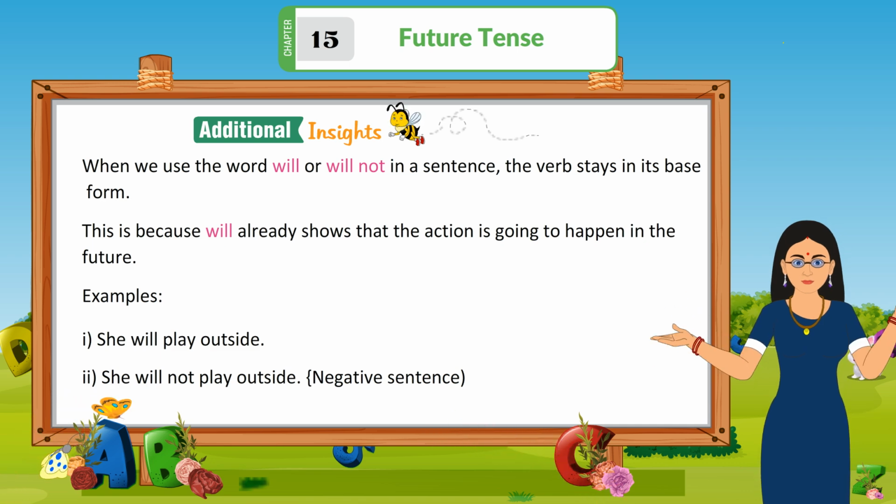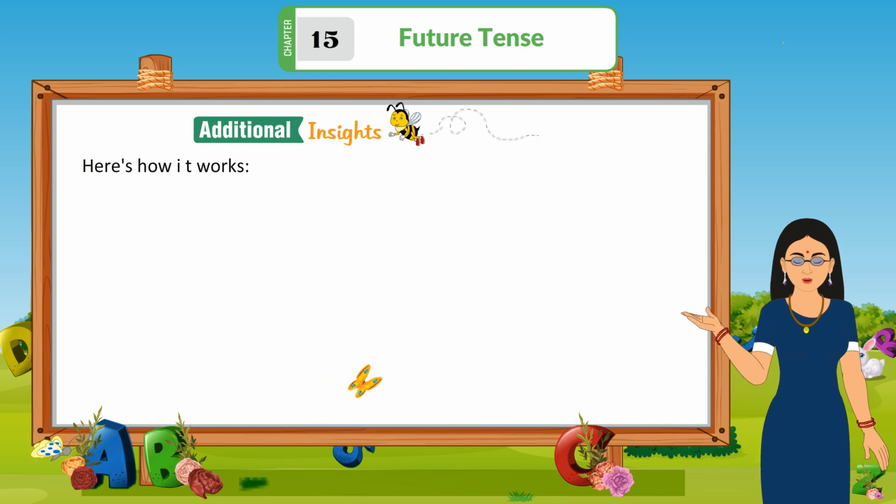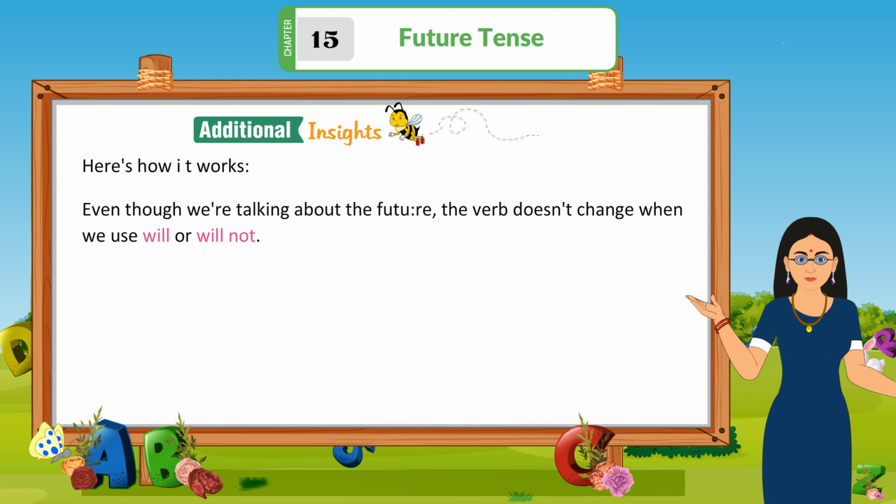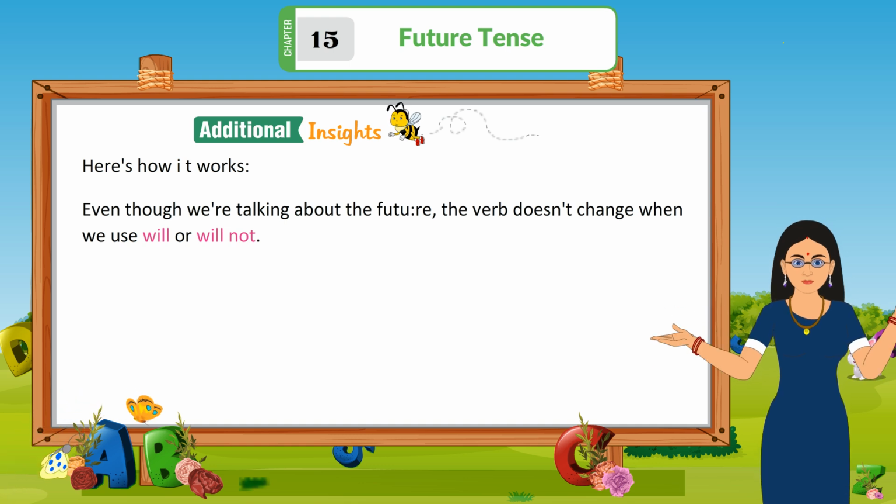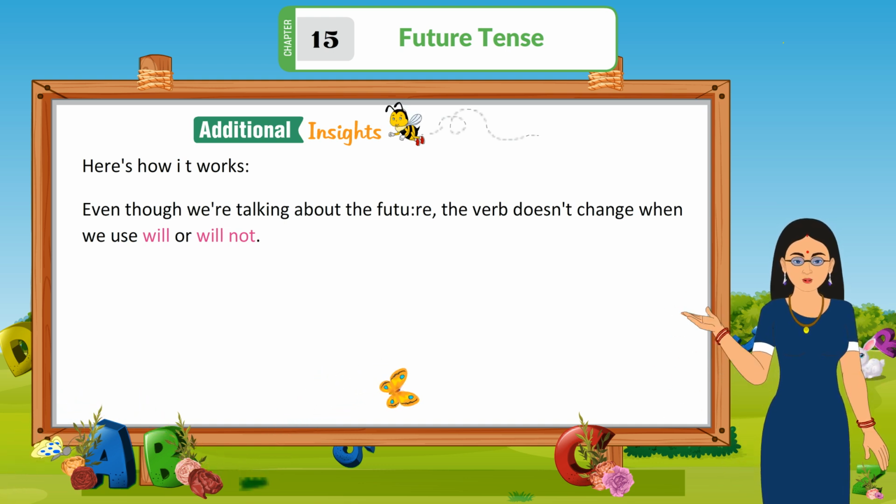Negative sentence. Here's how it works. Even though we are talking about the future, the verb doesn't change when we use will or will not.